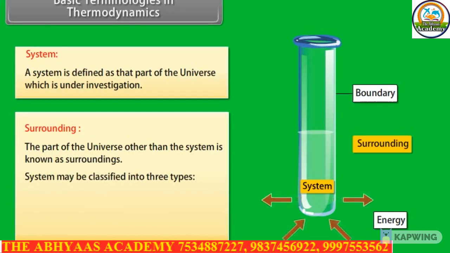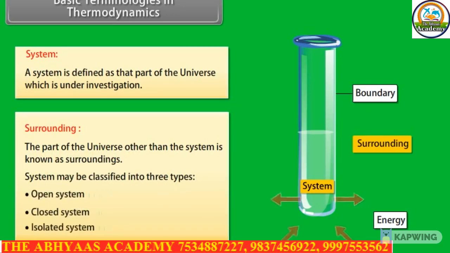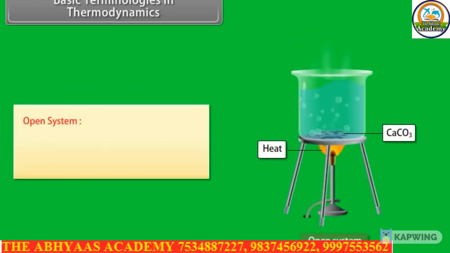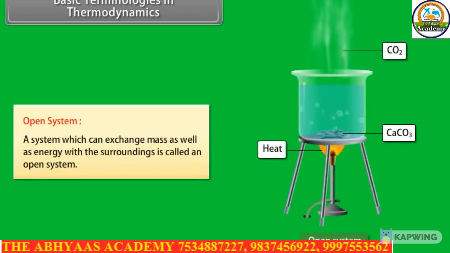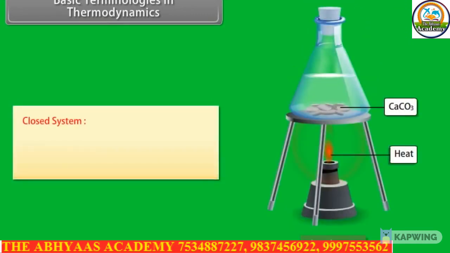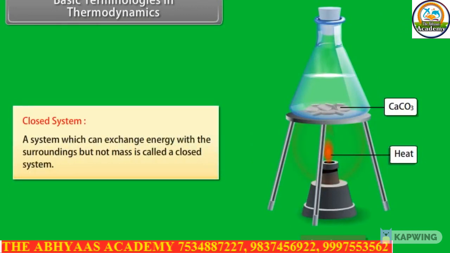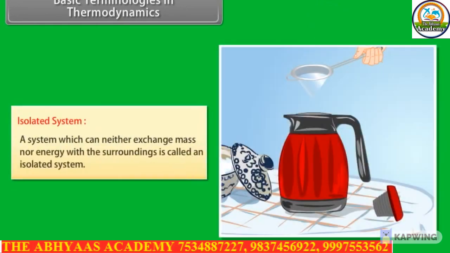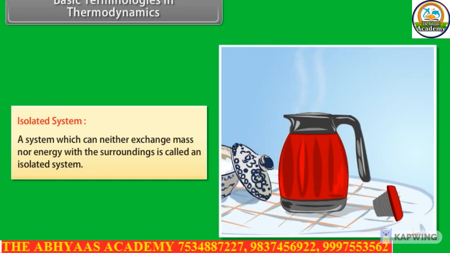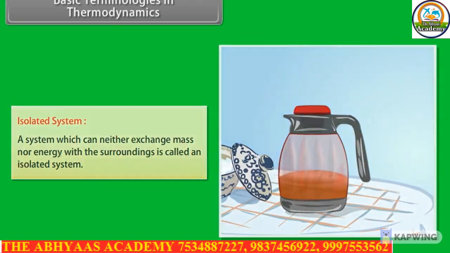System may be classified into 3 types. Open system, closed system, isolated system. Open system. A system which can exchange mass as well as energy with the surroundings is called an open system. Closed system. A system which can exchange energy with the surroundings but not mass is called a closed system. Isolated system. A system which can neither exchange mass nor energy with the surroundings is called an isolated system.